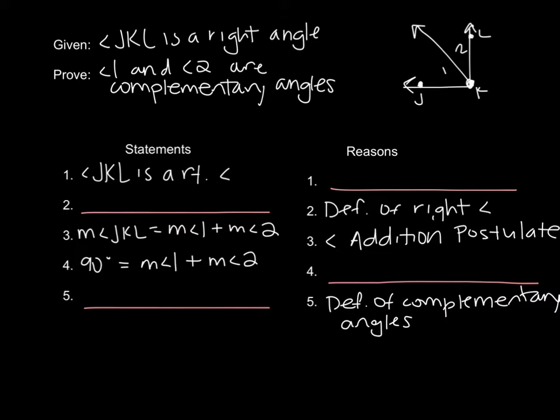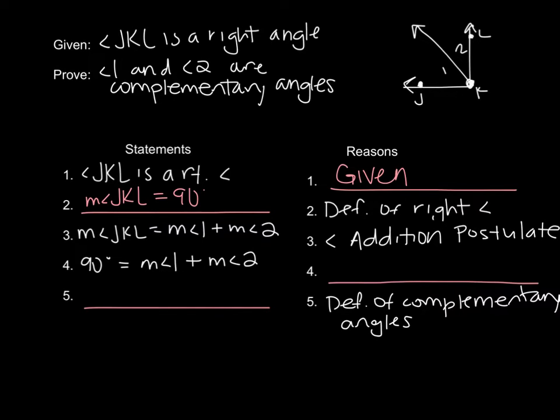Okay, so now we're looking at another one. Angle JKL is a right angle, and we want to prove that angle 1 and angle 2 are complementary angles. So for the statement JKL is a right angle, what's the reason for that? Well, it's given to us. Now we have something blank, and I have a reason being the definition of right angles. So what's the definition of a right angle? Well, that must mean that the measure of angle JKL is equal to 90 degrees, right? Because the definition of a right angle says that all right angles are equal to 90 degrees.